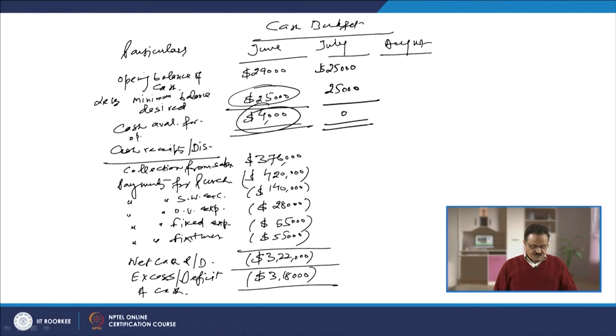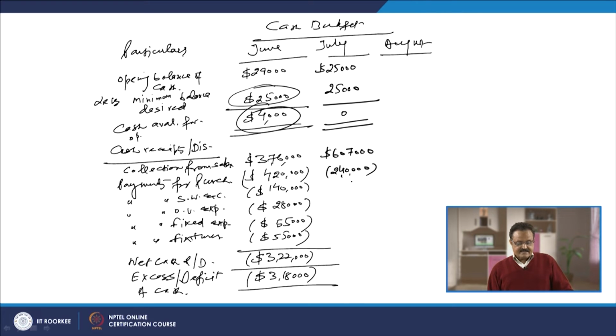Now, we have to look for the collections. How much collections are there for the month of July? If you refer back to the sales collection schedule which we prepared in the previous classes, you can find our collection for the month of July: $607,000. Now we go for the payments. What are the payments for purchases? You go to the purchase disbursement schedule, and the payment for purchases is 240,000 rupees. This is the first payment, for the purchases.